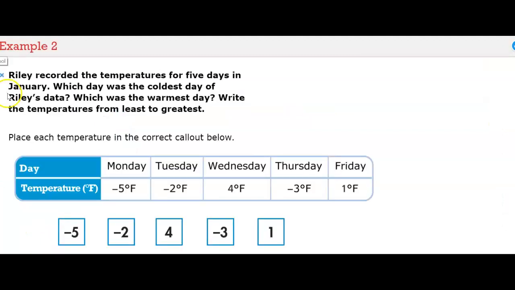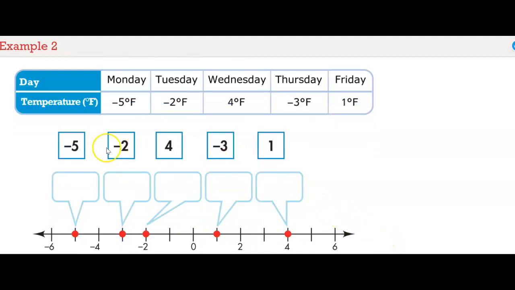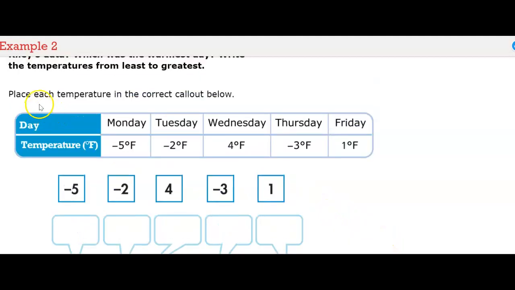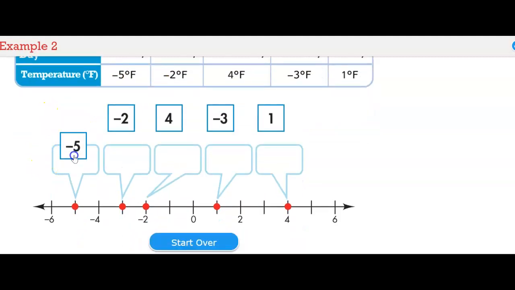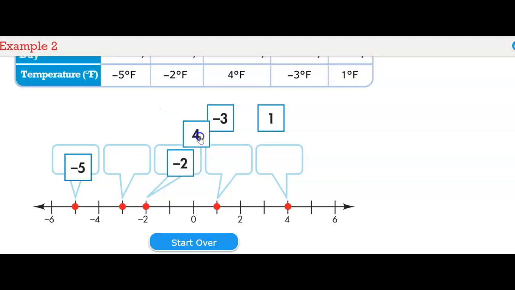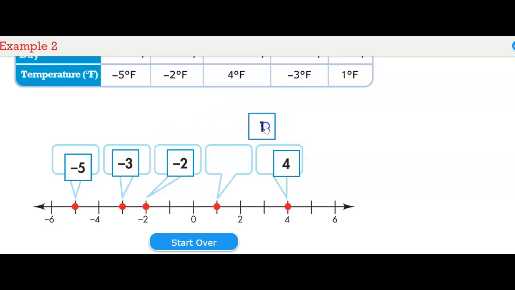Riley recorded the temperatures for 5 days in January. Which day was the coldest day of Riley's data? Which was the warmest day? Write the temperatures from least to greatest. So we have here the temperatures. We have to place them each in the correct callout. So let's look at the number line. Negative 5 goes between negative 6 and 4. Negative 2 here. Positive 4 here. Negative 3 here. And positive 1 here.